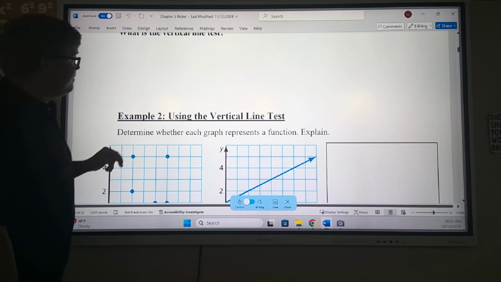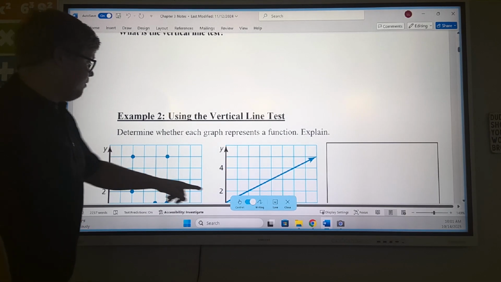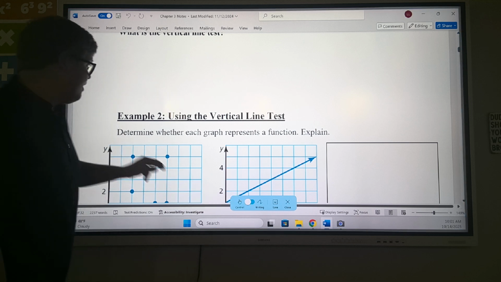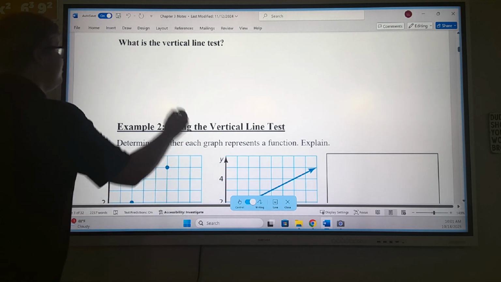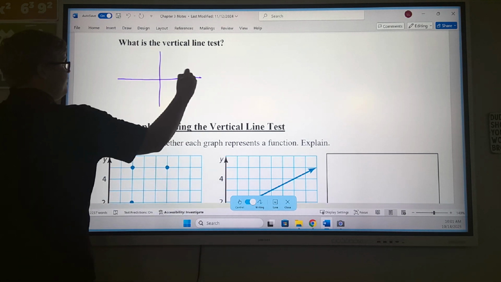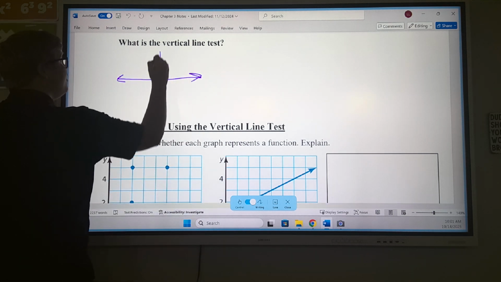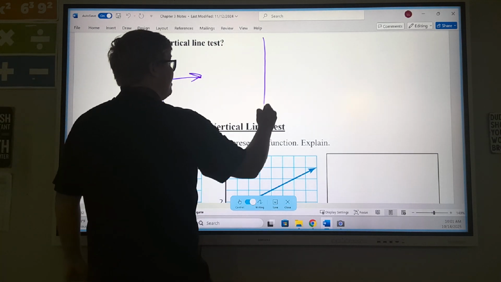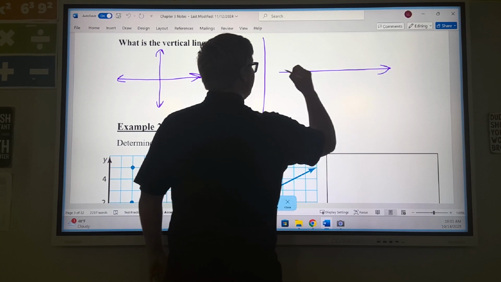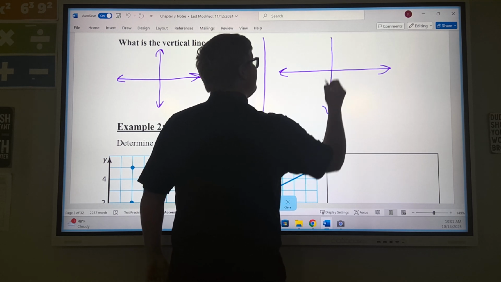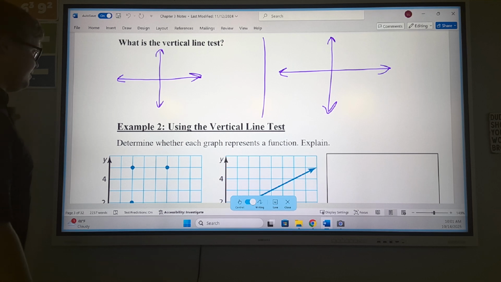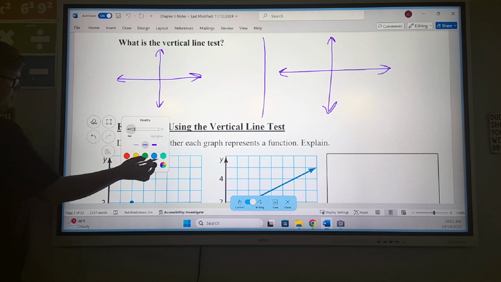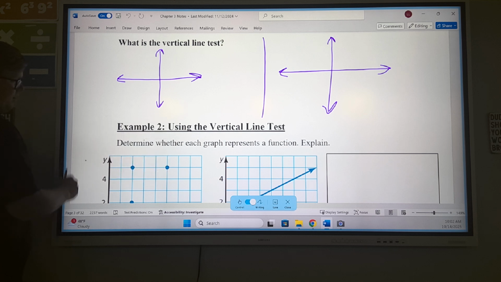Okay, vertical line test. We use the vertical line test in order to tell if a graph is a function. So here's 2 examples. Here's one coordinate plane. I'm going to give you another coordinate plane. And we're going to do some examples. One example is going to be why it doesn't pass the test, and one's going to be why it does pass the test.